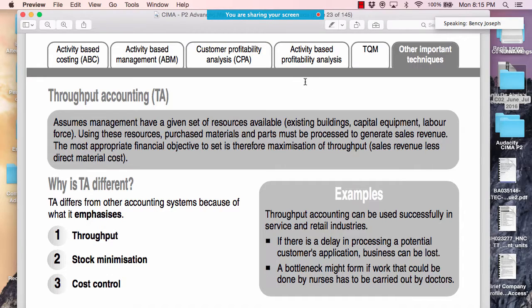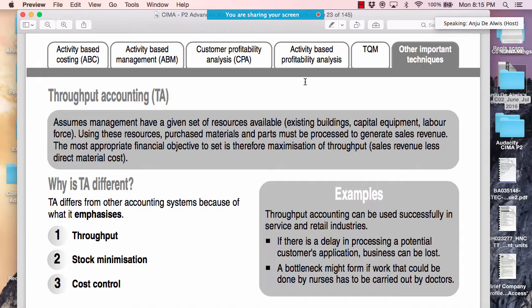Okay, fine. So, what do you think throughput accounting is? So, actually, if you look at the example, it's an easier way of getting the understanding. Right. What is the constraint? Again, what is creating that bottleneck?